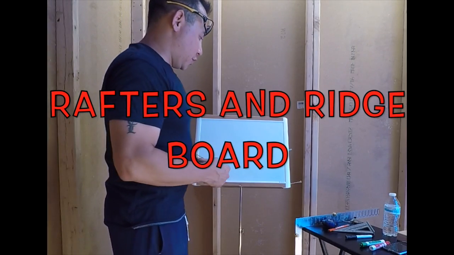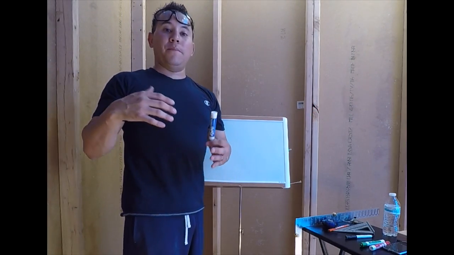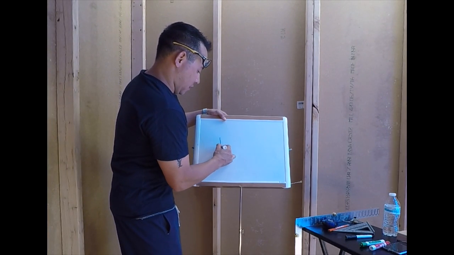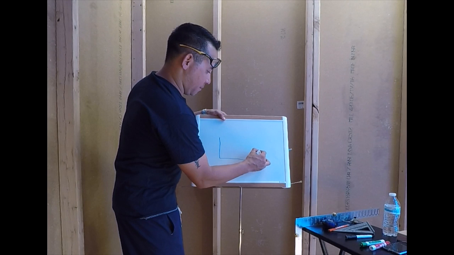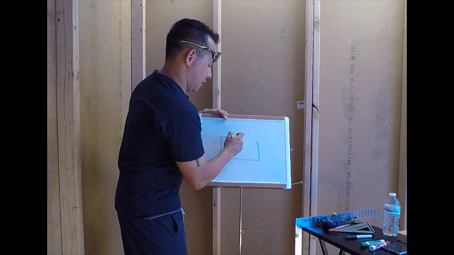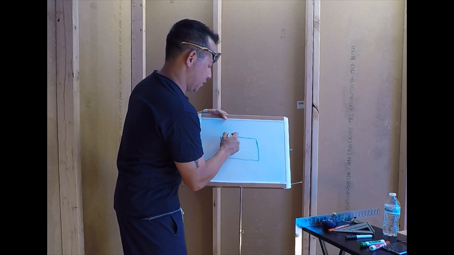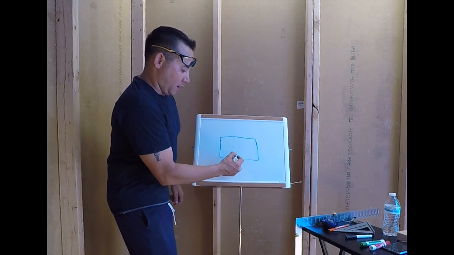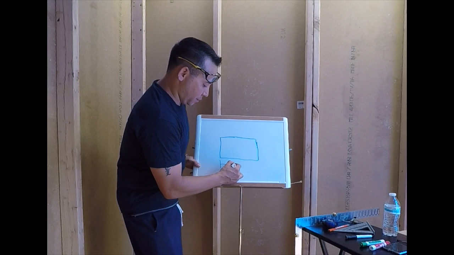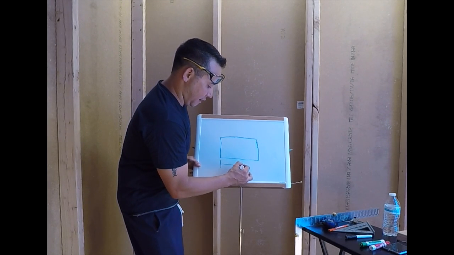How's it going, everybody? So today what we're going to be talking about is how to make a common roof rafter. So let's get down to it. Let's pretend the building, shed, doghouse, whatever you're planning on making, is a square building just like this. And let's say that you have the span of your building at 8 feet.